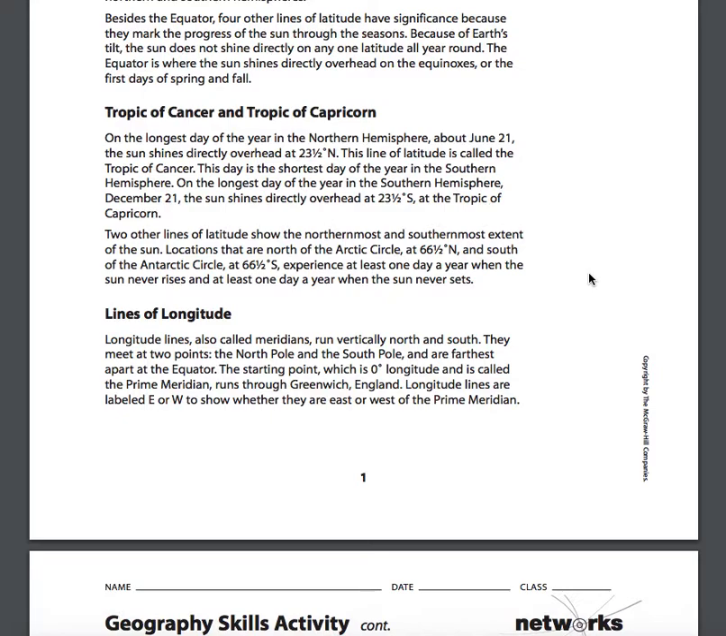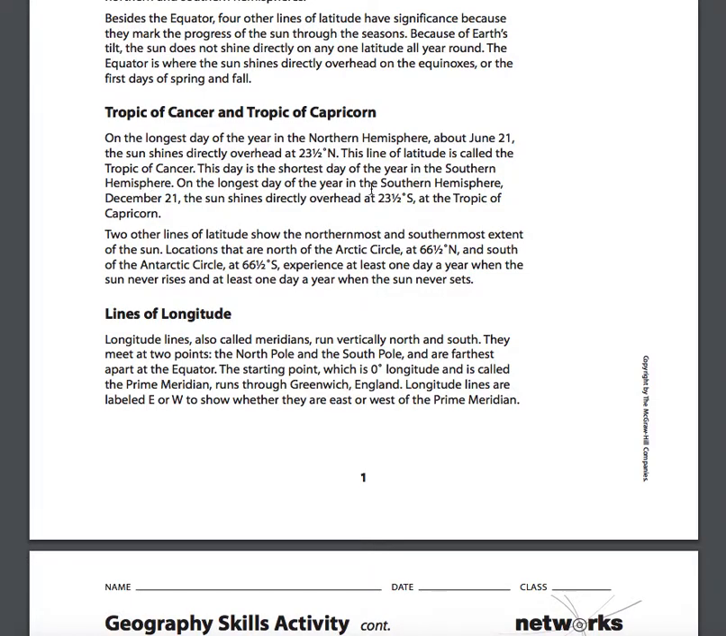On the longest day of the year in the northern hemisphere, about June 21st, the sun shines directly overhead at 23.5 degrees north. This line of latitude is called the Tropic of Cancer. This day is the shortest day of the year in the southern hemisphere. They're opposites. So when it's the longest day of the year up here in the middle of June, that's summer for us. It's actually the shortest day of the year in the southern hemisphere. It's winter for them.